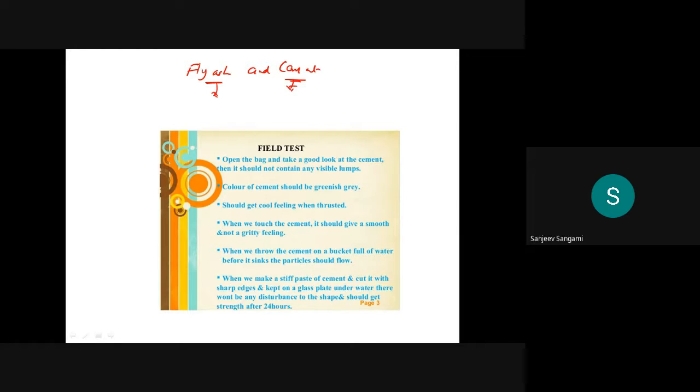And when we make a stiff paste of cement and cut it with sharp edges and keep it on a glass plate under water, there won't be any disturbance of the shape and it should gain strength after 24 hours. That one you have to do on the glass plate.